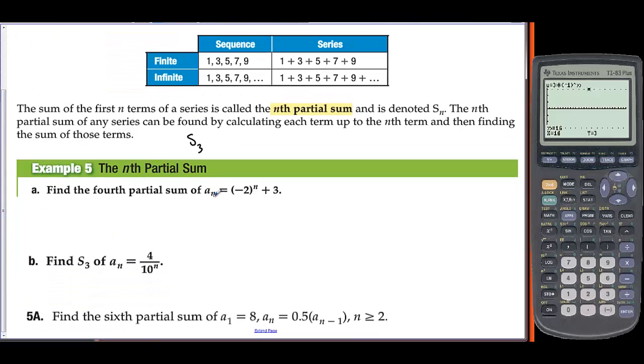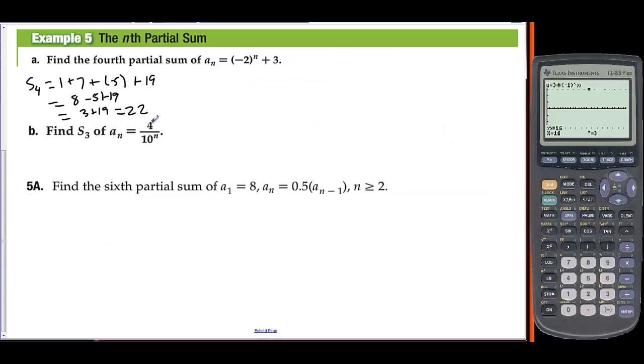Find the fourth partial sum of a sub n equals negative 2 to the n plus 3. So the fourth partial sum is equal to negative 2 to the first is negative 2 plus 3 is 1. And then plus, let's plug 2 into the n, that'll be 4 plus 3, that's 7. And then when we plug 3, that's going to be negative 8 plus 3, that's negative 5. And then the fourth term, when we plug 4 in, we get a positive 16 plus 3, that's 19. So we have 8 minus 5 plus 19, that's 3 plus 19, that's equal to 22.